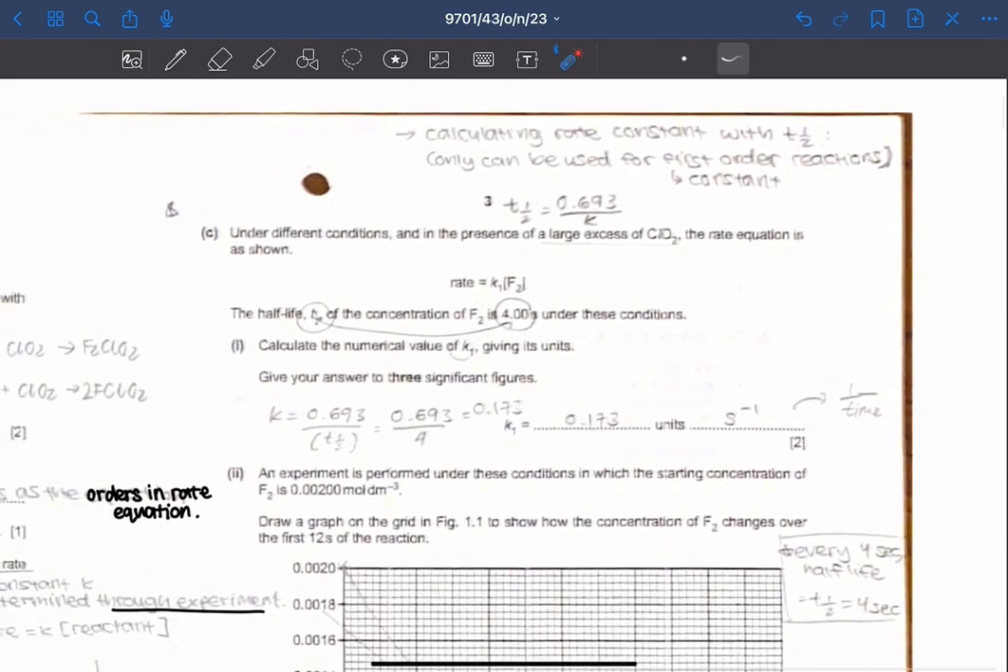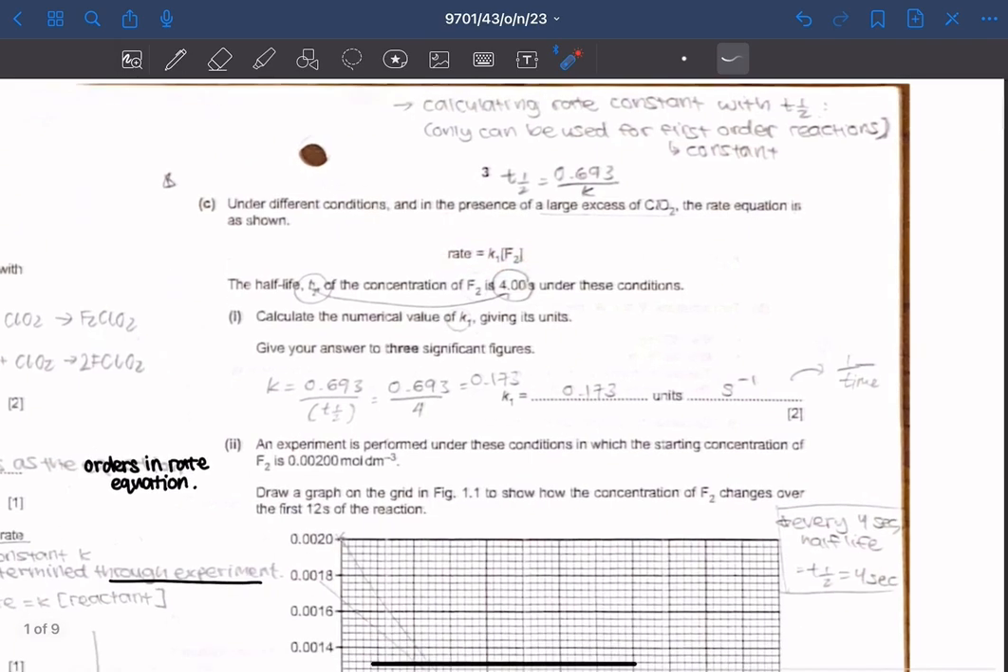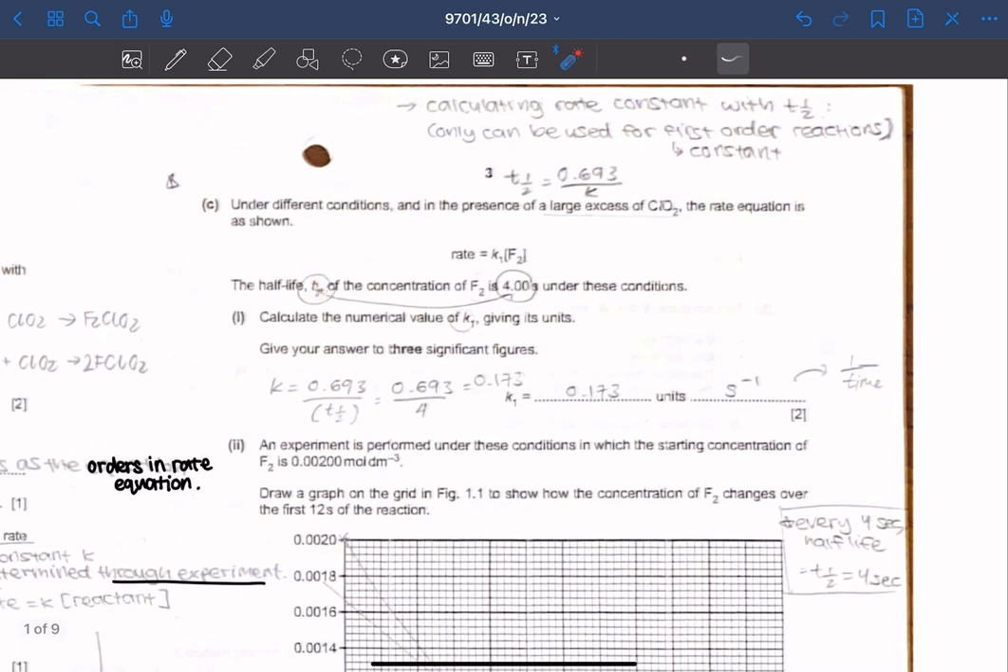Next question. Part c. Under different conditions and in the presence of a large excess of ClO2, the rate equation is as shown. Rate is equal to k1 multiplied by [F2]. The half-life, t-half, of the concentration of F2 is 4 seconds under these conditions. So this shows that the half-life is equal to 4 seconds. Calculate the numerical value of k1, giving its units.